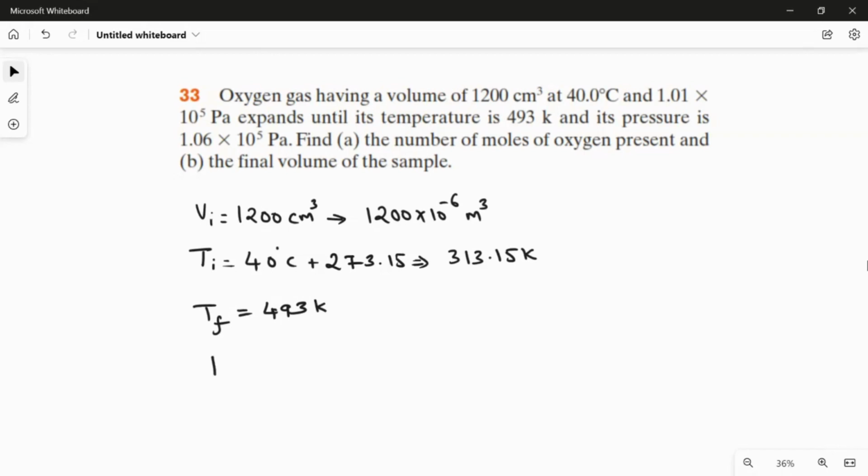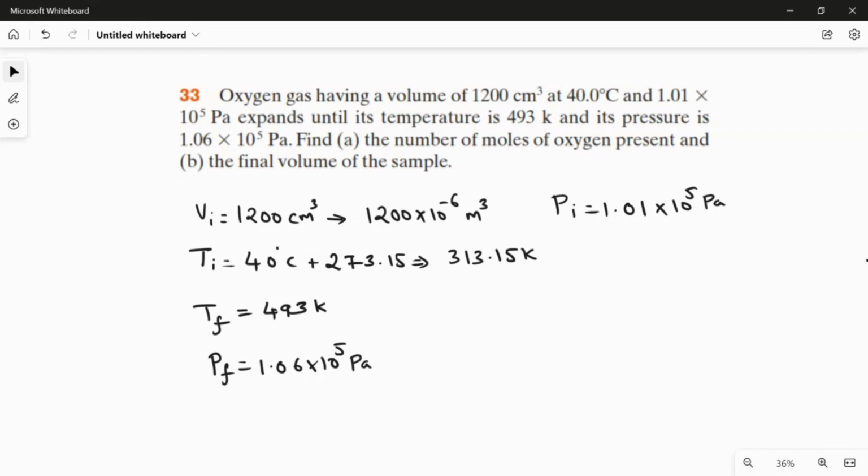And also the final pressure. What's the final pressure here? The final pressure they mention is 1.06 × 10⁵ Pascal. I forgot to write the initial pressure here. What is the initial pressure? 1.01 × 10⁵ Pascal. So these are all the values given in the question.